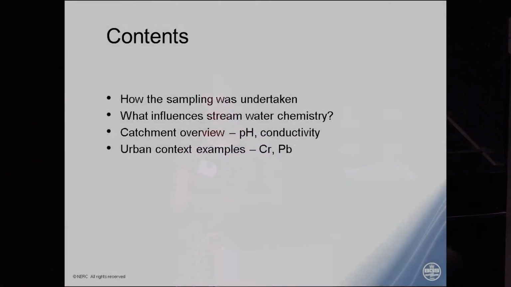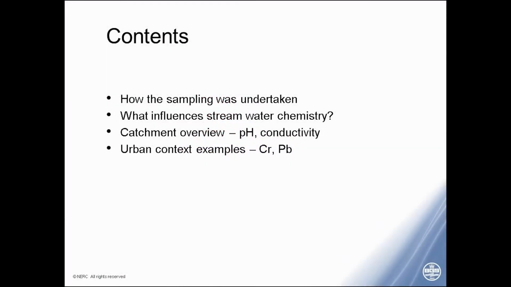Okay, so what I'm going to talk about is just go into a bit more detail about the sampling, what was undertaken, where we did it and when, and then discuss a little bit about what influences stream water chemistry, and then I'll show you some geochemical maps, and we'll have a bit of a catchment overview looking at pH and conductivity, and then look at the urban imprints on this, and look at, surprise, surprise, chromium and lead.